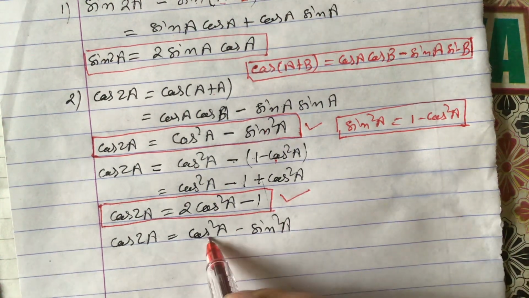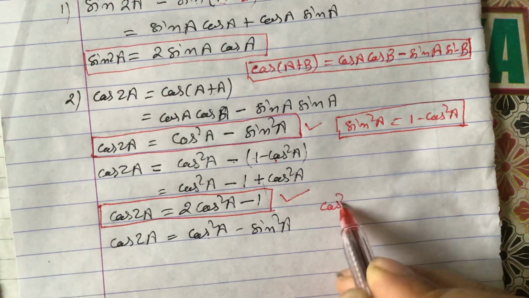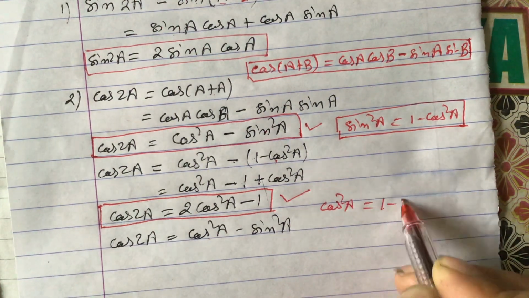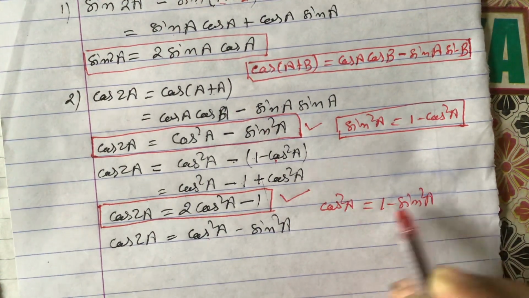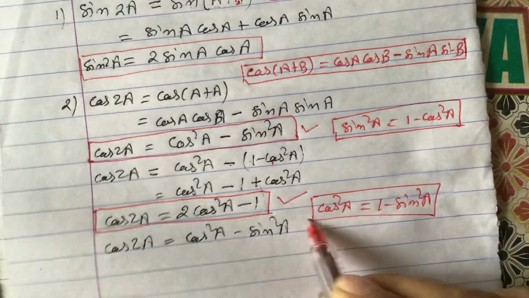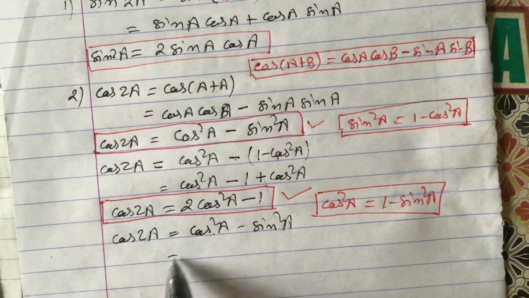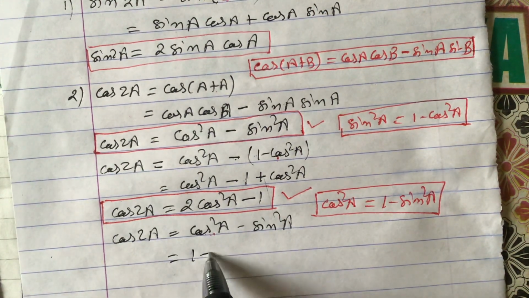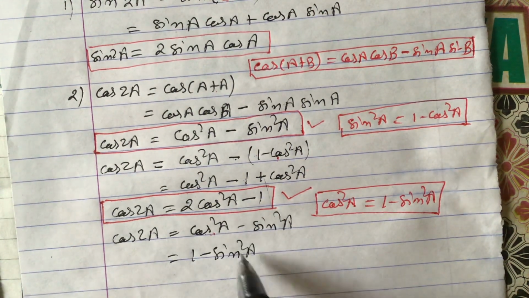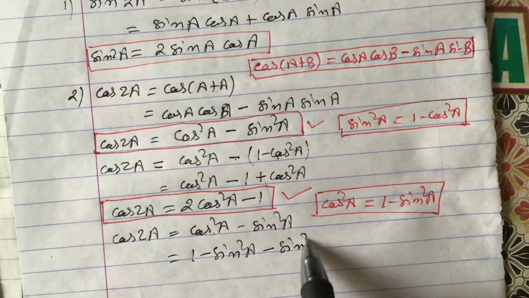Another formula is there for cos square a. Cos square a is equal to 1 minus sine square a. This formula we can apply. So if you apply this formula here, then what will you get? Look here. Cos square a means 1 minus sine square a, minus sine square a as it is.